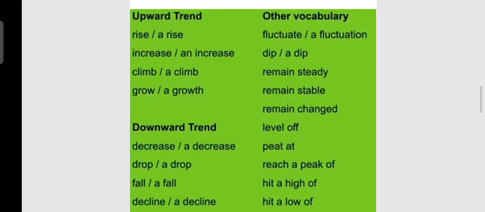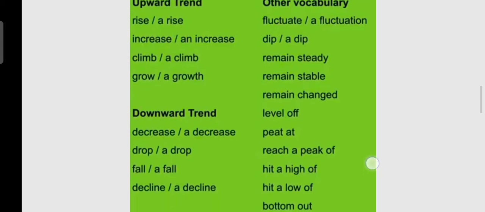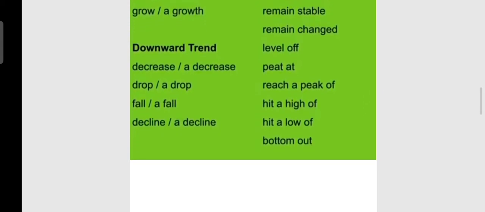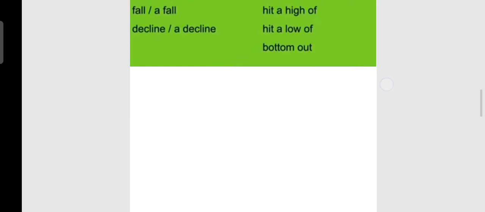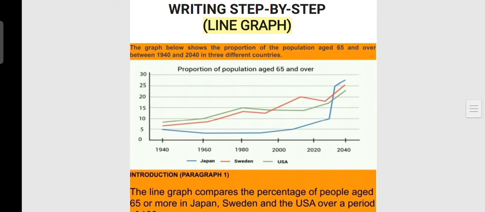Now upward trend, downward trend, other vocabulary: fluctuating, remain stable, peak at, reach a peak of, hit a high of, hit a low of. So all these are the words. You can use these words also. Now we are given 2 examples there also, like how to describe a line graph paragraph.